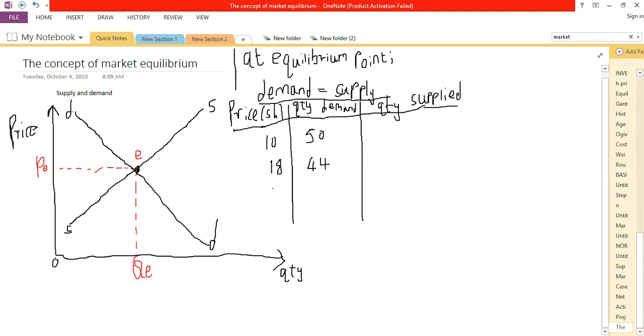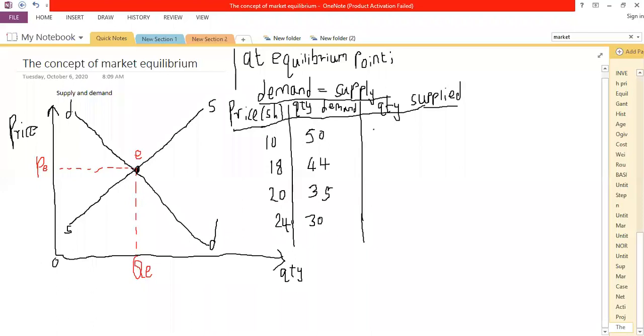Let's assume 44 units. At a price of say shillings 20, the quantity demanded here could be around 35 units. Let's assume at a price of shillings 24, the quantity demanded here could be about 30 units. Then as the price increases, we'd expect an increase in the quantity supplied.